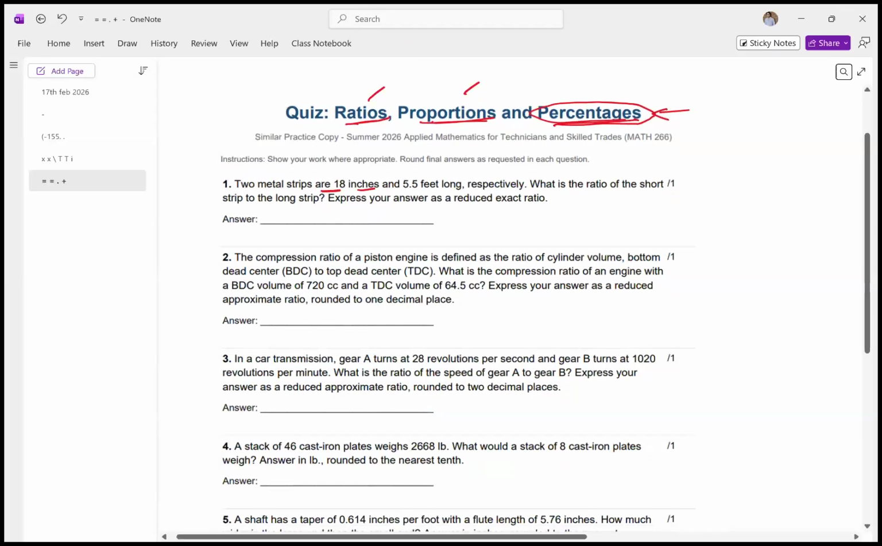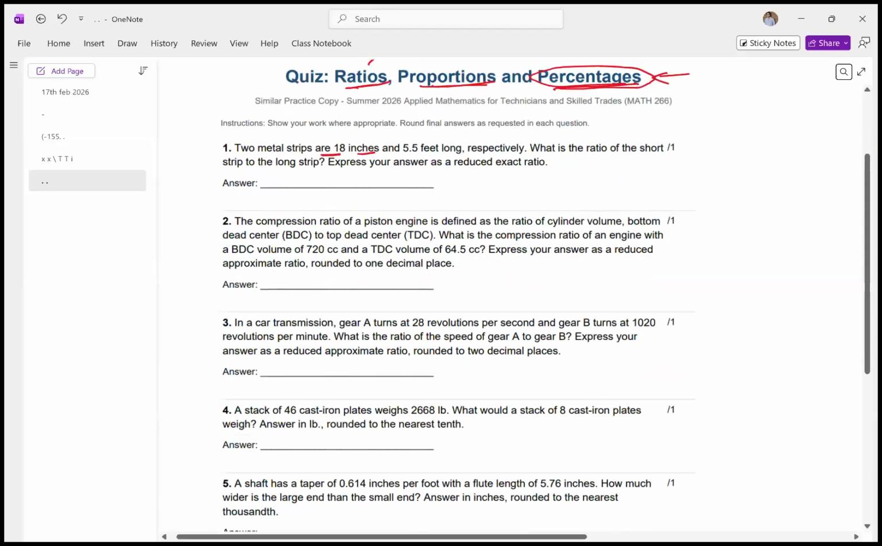All right. So first of all, what is ratio? Ratio is the comparison between two quantities. So for example, here we are given a question: two metal strips are 18 inches and 5.5 feet long respectively. What is the ratio of the short strip to the long strip?